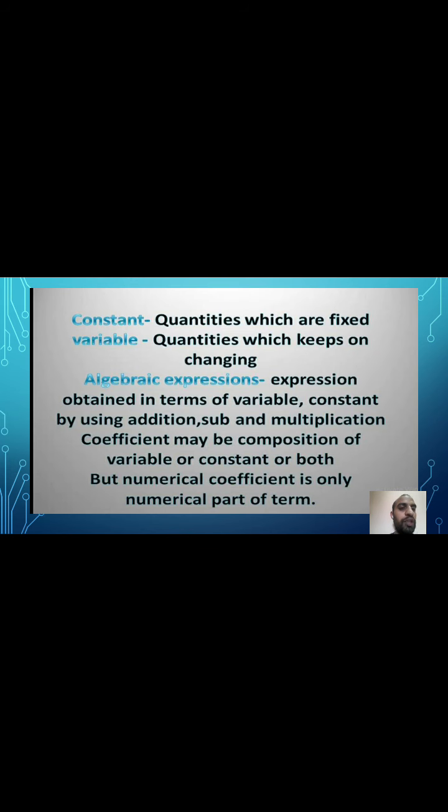So before starting polynomial, you must know about constants, variables, algebraic expression that you have studied in class 8th. So constant means which are fixed number like any counting number which are not changing. Variable means such quantity which are changing like x, y, z, all alphabet, they are coming in the category of variable. So when we form an algebraic expression, we can write like 2x plus 3y plus 9 equals to 10. In this way, when we are adding, subtracting or multiplying some 2-3 terms, we will get expression. So here expression is obtained in terms of variable and constant by using addition, subtraction, multiplication.